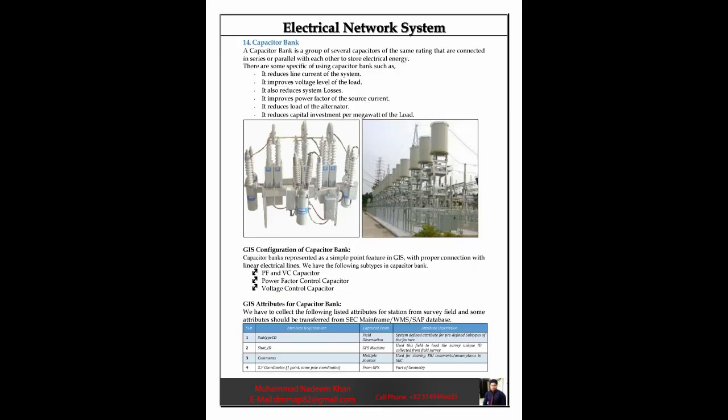14. Capacitor bank. A capacitor bank is a group of several capacitors of the same rating that are connected in series or parallel with each other to store electrical energy. There are some specific benefits of using a capacitor bank, such as it reduces line current of the system. It improves voltage level of the load. It also reduces system losses.